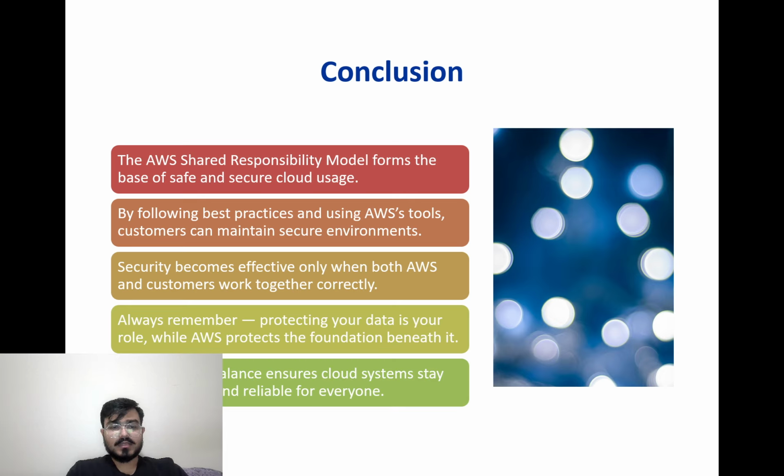Let's see the conclusion. The shared responsibility model is the core idea behind cloud security. It reminds us that both AWS and customers must work together to protect the system. When AWS maintains secure infrastructure and we properly configure our users, data, and permissions, the cloud remains reliable and safe. AWS gives us the tools, but it's our job to use them correctly. If both sides follow their roles, we can create a secure environment for everyone using AWS.